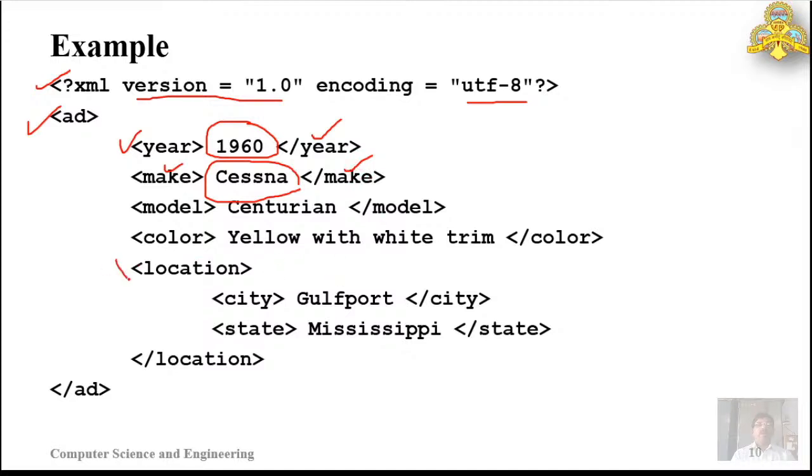And an element can have sub elements or sub tags. Here location has two sub elements, that is city and state, and after the sub elements the enclosing tag must have a proper closing tag, and this is the end of the root element. So this is the XML structure. It contains some information.